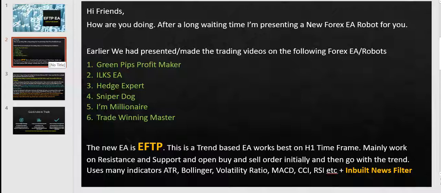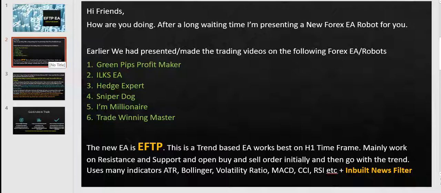Okay, and it is a trend-based EA, and it works great on the H1 time frame. It mainly works on resistance and support to open the trades, and once the trend is confirmed, it goes with the trend, but in case the trend is not confirmed, it opens buy and sell orders initially, and then goes with the trend once the trend is confirmed. And it uses a couple of indicators like ATR, Bollinger Bands, volatility ratio, MACD, CCI, RSI, and much more. One of the most important things is that it has an inbuilt news filter.